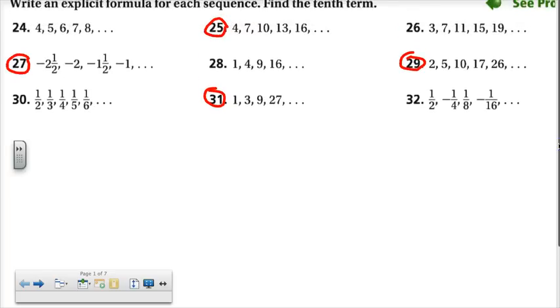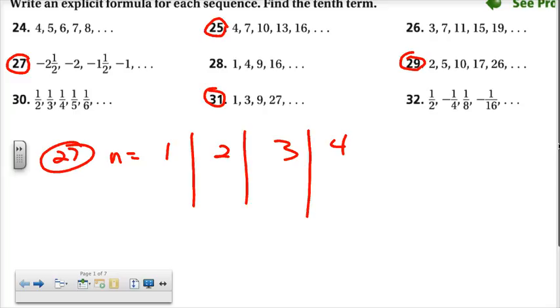And going to number 27. All right, so 27 looks very interesting. So let's take a look at what we have. I have n equals 1, 2, 3, 4. And whenever a sequence comes with mixed numbers, I often think, you know what, they're trying to hide something from me. Because we don't use mixed numbers a whole lot when we're doing calculations in mathematics. Usually we'll use improper fractions.